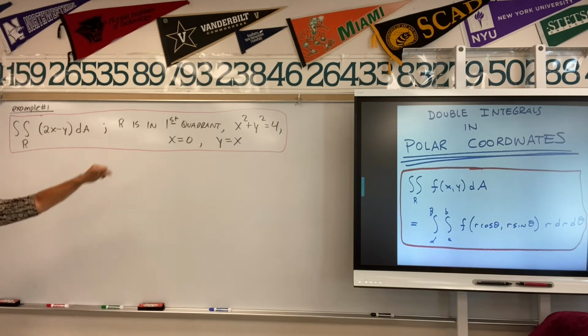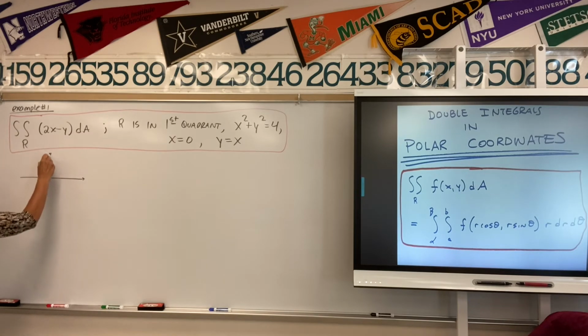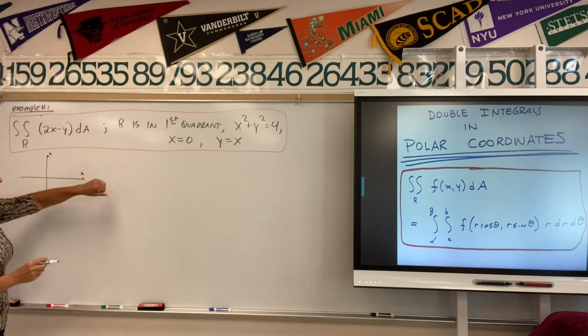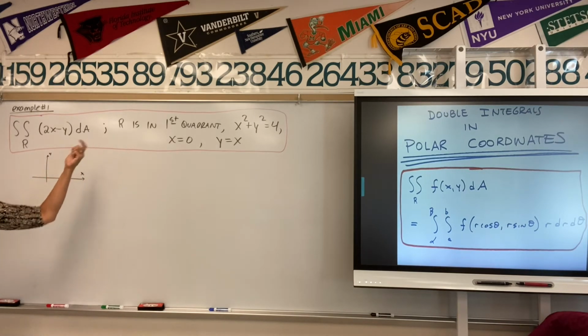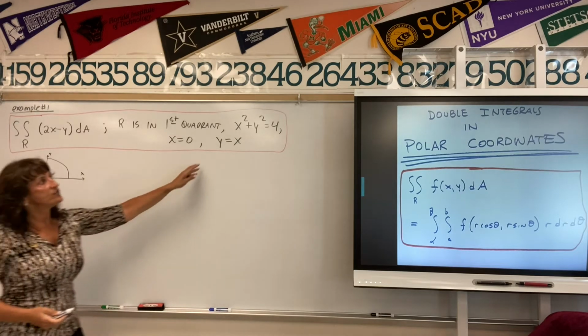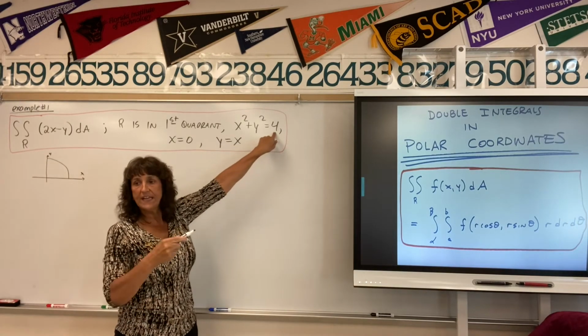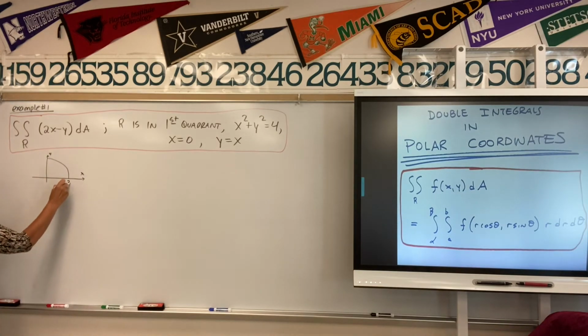All right, so let's draw this base in our xy plane. First of all, we're in the first quadrant, only the first quadrant. The circle, in the first quadrant, is going to work out to be a quarter of a circle. X squared plus y squared equals 4, so the radius squared is 4, which means the radius is going to be 2. So we have this.